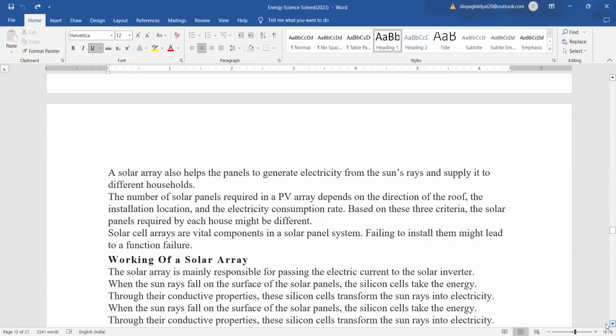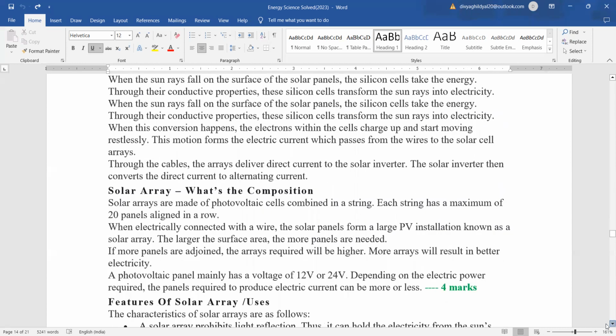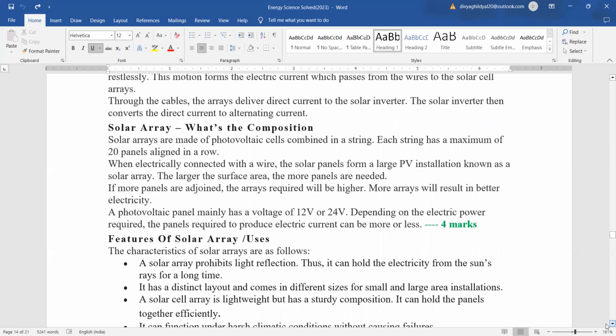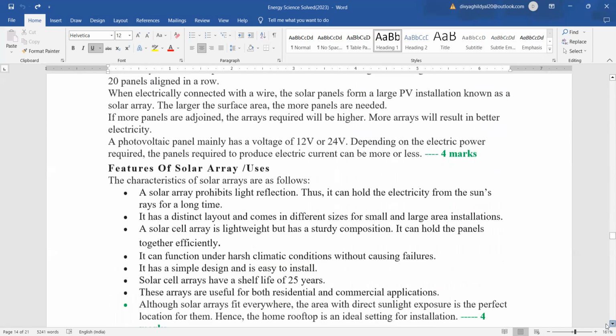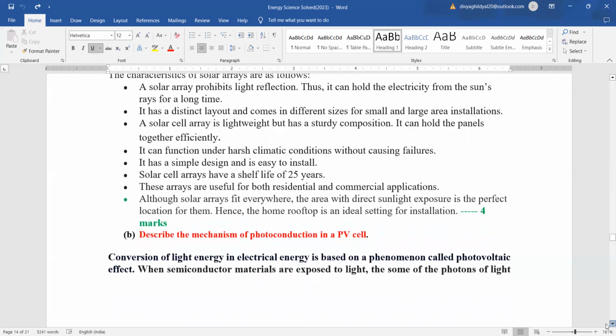A solar array also helps the panel to generate electricity from the sun's rays and supplies it to different households. The solar array is responsible for passing electric current to the solar inverter. Solar arrays are made of photovoltaic cells which are combined in the screen. Solar arrays prohibit light reflection, and they fit everywhere. They have a shelf life of approximately 20 to 25 years. They can tolerate harsh climatic conditions.